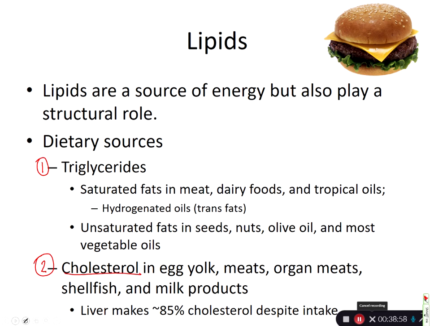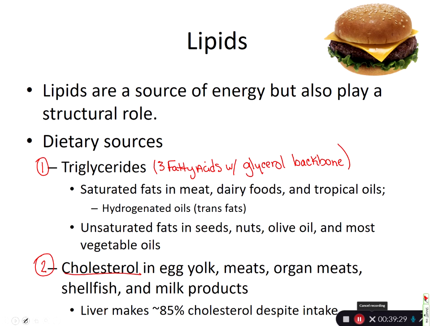So triglyceride, tri means 3. So triglycerides are basically 3 fatty acids with a glycerol backbone. So they're bound to a glycerol molecule, right? And that's something that y'all should have learned in 103. Now, triglycerides can either be saturated or unsaturated.